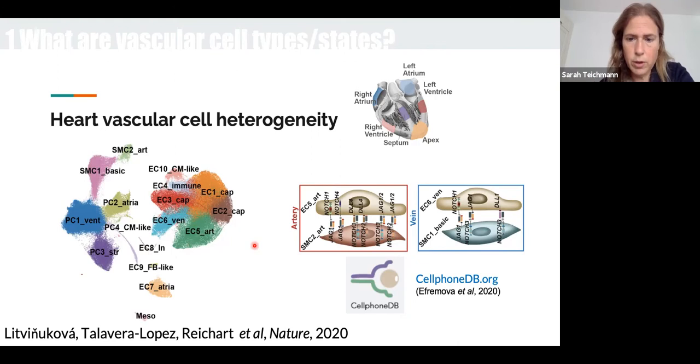And by integrating these data sets using our CellPhoneDB database in terms of cell surface receptors and ligands, we're able to predict different modes of interaction of the arterial endothelial cells with the arterial smooth muscle cells, with certain sets of Notch and Delta ligands interacting with each other, whereas the venous endothelial and smooth muscle cells are predicted to interact with a different set of receptor ligands binding the cells together.